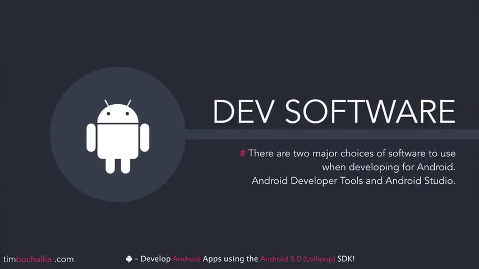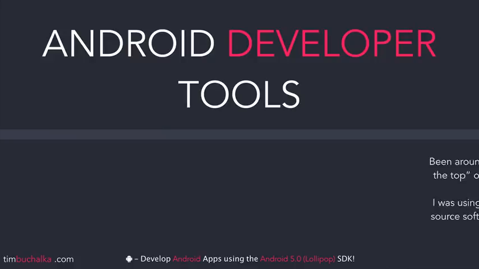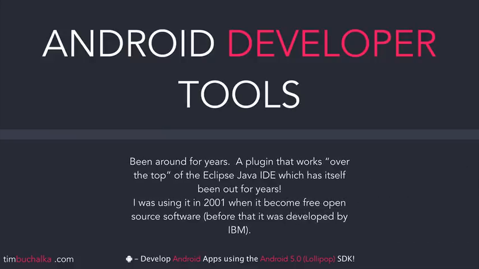There are two major choices of software to use when developing for Android. We've got Android Developer Tools and Android Studio. Let's talk about Android Developer Tools first. Now this is the one that's been around for years. It's literally been the choice ever since Android got released back in 2009 when the first version came out.